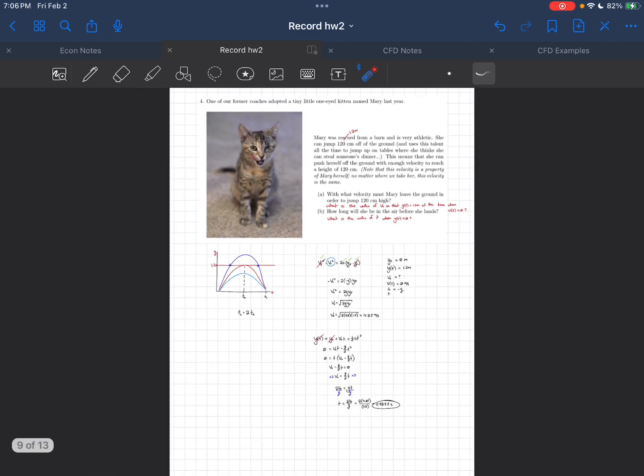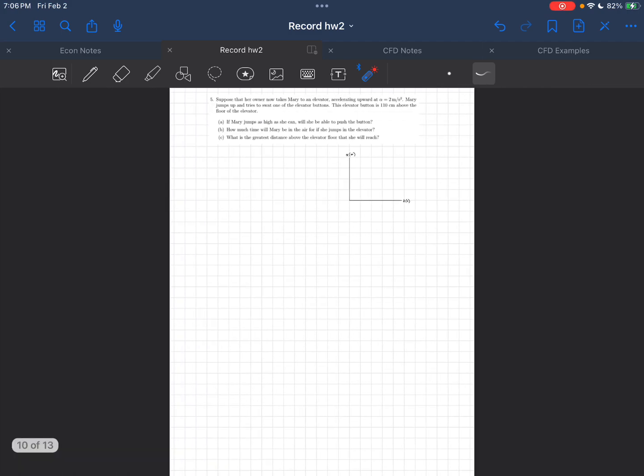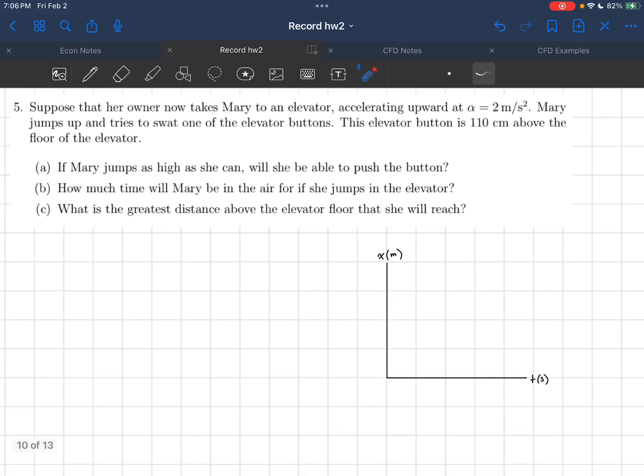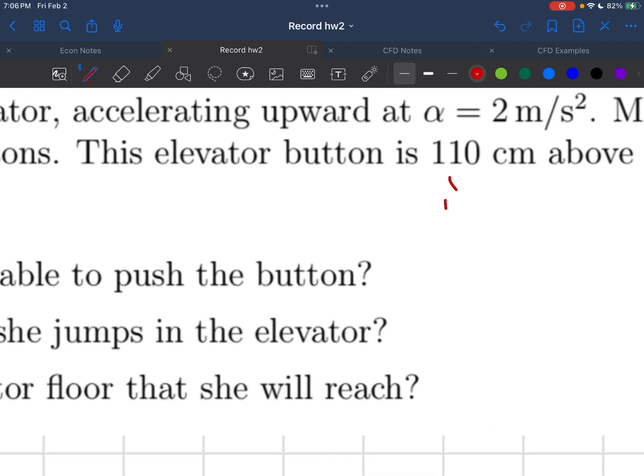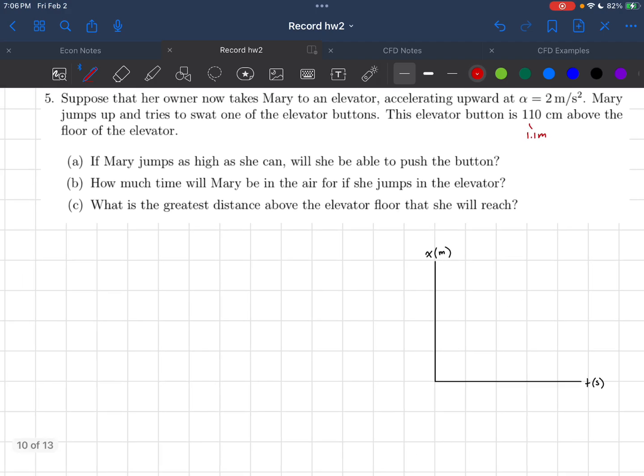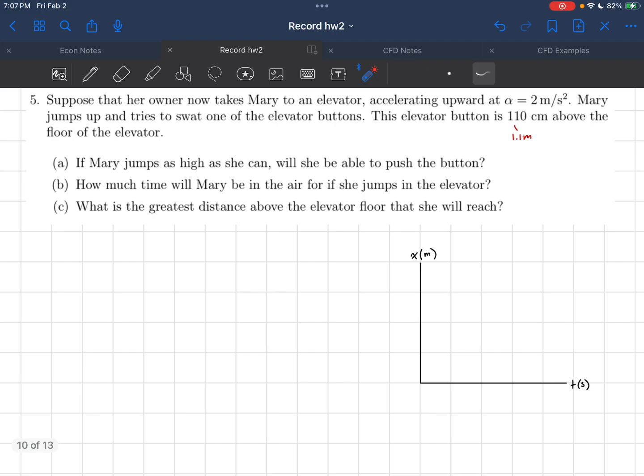So we can just move right along to the cat in the elevator. Now Mary is in an elevator, and the elevator is accelerating upwards at 2 meters per second squared. Mary jumps and tries to hit one of the elevator buttons, and the elevator button is 110 centimeters, or 1.1 meters above the floor of the elevator. If Mary jumps as high as she can, will she be able to push the button?